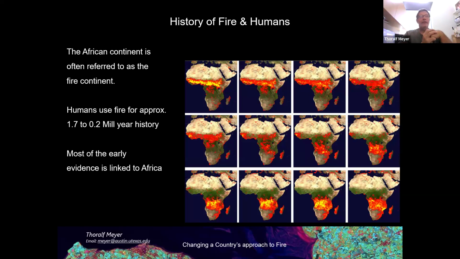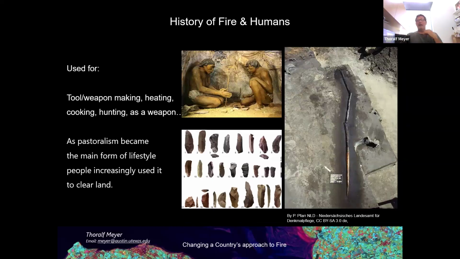Africa, as far as science is concerned, is also the place of origin of humankind. And humans traditionally have used fire for a very, very long time. And it is probably fire that brought civilization to the point where we are today. So most early uses of fire are actually, from an archaeological point of view, linked to the continent of Africa. And fire is used for a variety of things.